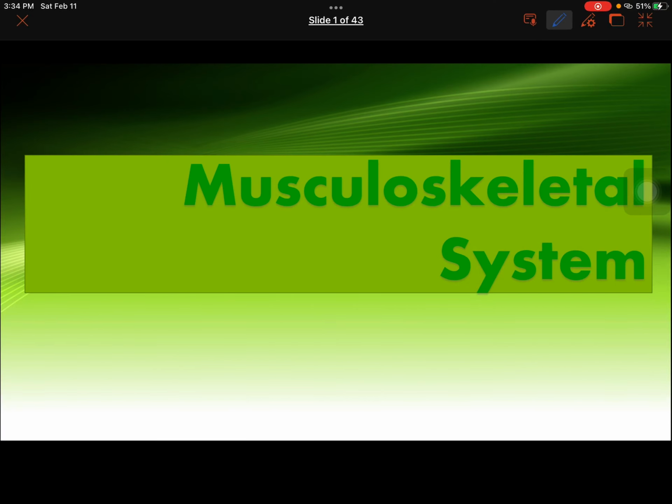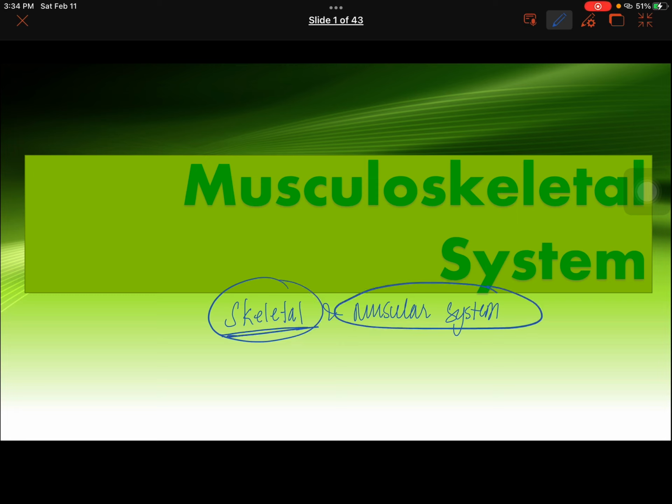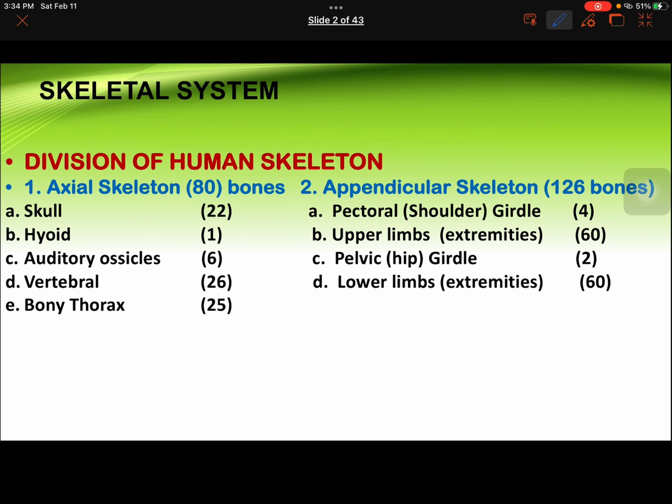Good day, everyone. Now we will be talking about the musculoskeletal system, which will be divided into the skeletal and the muscular system. The skeletal system will be the only one that's part of the prelim, while the muscular system will be a part of the midterms. There are two divisions of the skeletal system, the axial skeleton, which comprises 80 bones, and the appendicular skeleton, which comprises 126 bones.